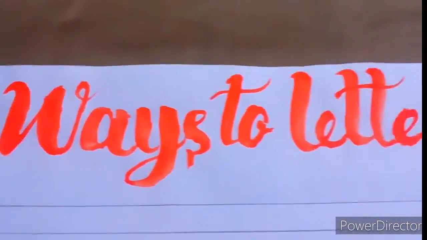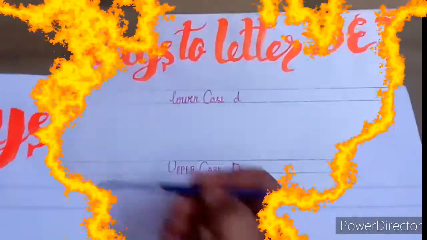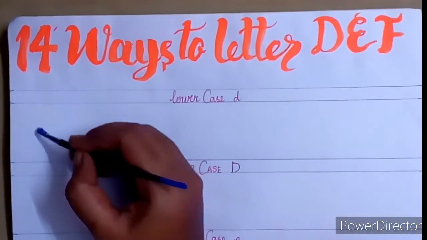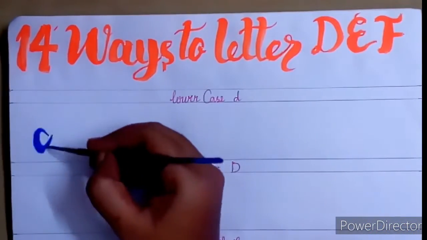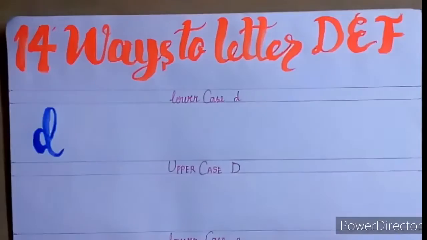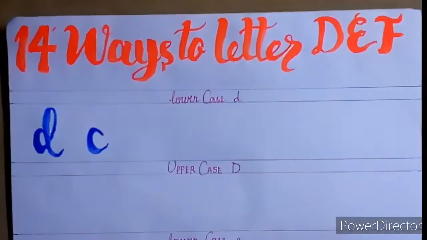Today is day 7. This session is also the continuation of previous videos. Are you all ready to learn? Let's move on to the session. It's about 14 ways of lettering the alphabets D, E and F.